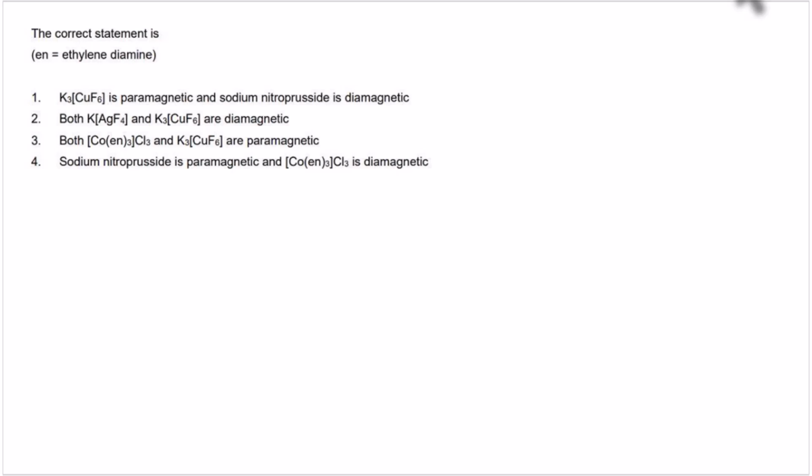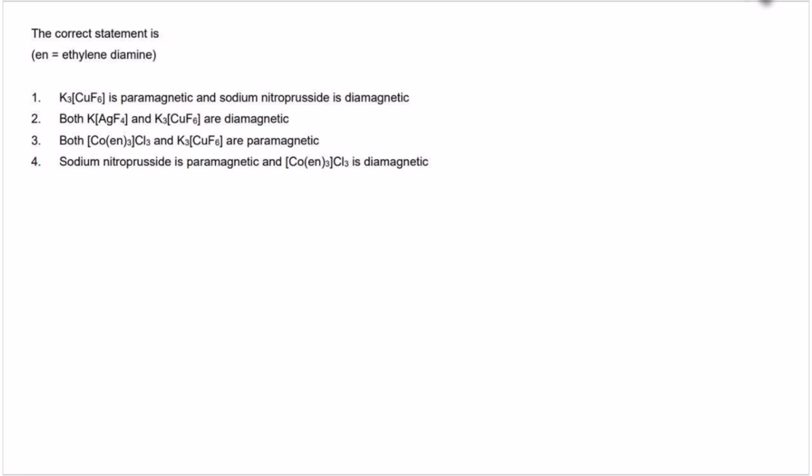Now in this question we have to identify the correct statement. So the first statement says K3CuF6 is paramagnetic and sodium nitroprusside is diamagnetic. Second statement says potassium AgF4 and K3CuF6 are diamagnetic. Third statement says Co(en)3Cl3 and K3CuF6 are paramagnetic. And the fourth statement says sodium nitroprusside is paramagnetic and Co(en)3Cl3 is diamagnetic, where en is ethylene diamine ligand.